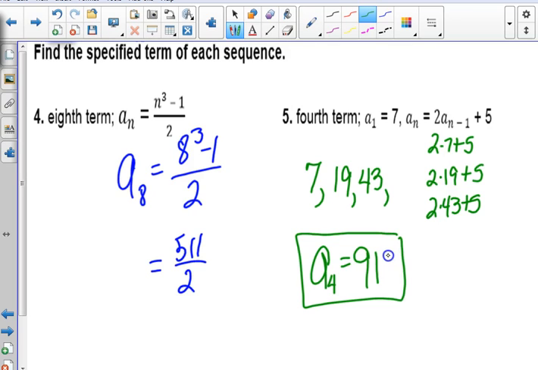So we had to keep putting it back in. That's the definition of which kind of sequence? Or which kind of formula for a sequence? Recursive.